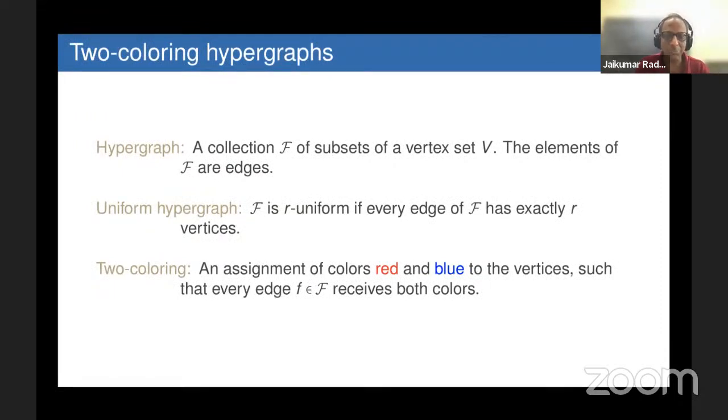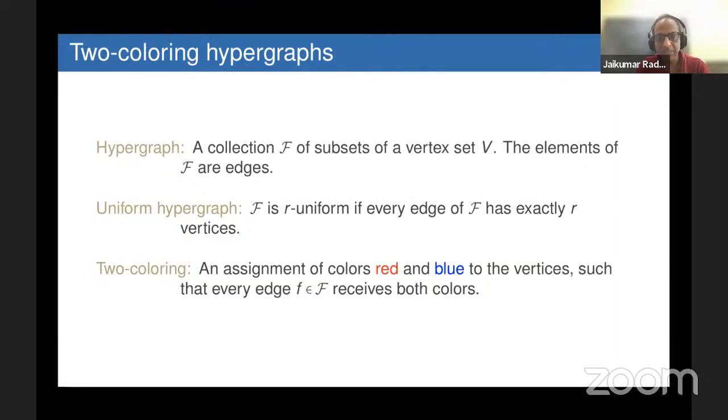For us, a hypergraph has a vertex set, and it has a collection of some subsets. These subsets are called edges or hyperedges. A uniform hypergraph is a hypergraph where all the edges have the same size. So we say that the hypergraph is r-uniform if all the edges have exactly r vertices.